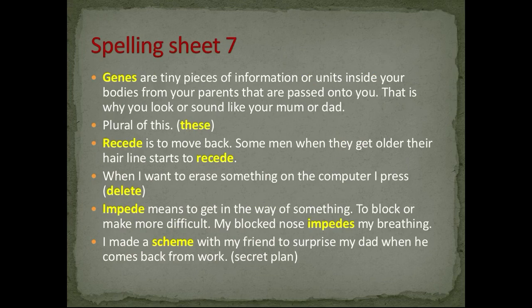Okay, so now you have number 1, genes. 2, these. Number 3, recede. Number 4, delete. Number 5, impede. Number 6, scheme.